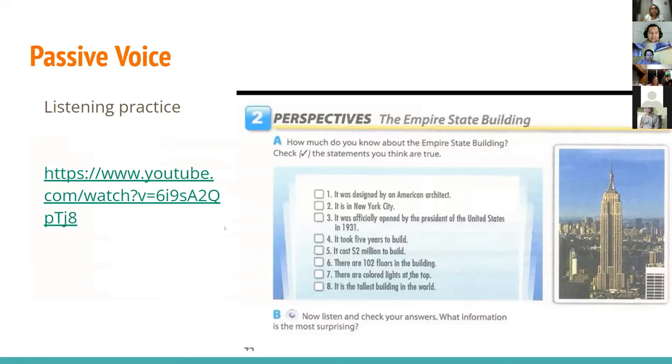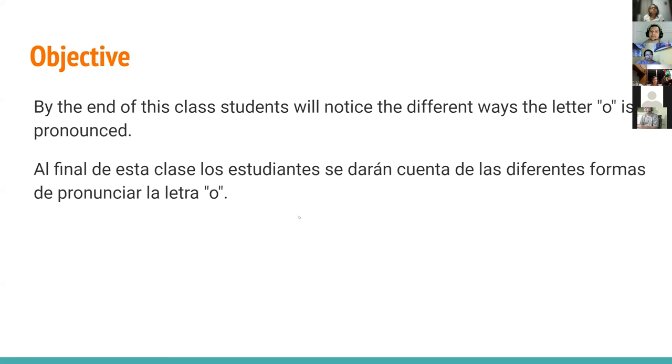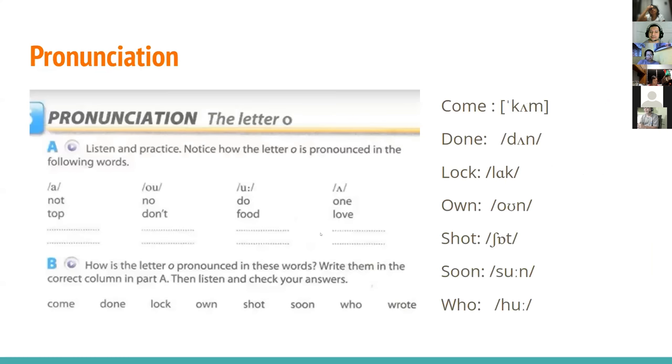This is just listening. Probably we will do it later if we have time, just to review the passive voice, because some of you were not present in the first class. Esta vamos a tratar de usarla como repaso, si nos queda tiempo. And the objective for today is, by the end of this class, students will notice the different ways the letter O is pronounced. So, esto está en la plataforma, esto va a ser rápido, solo para ver la pronunciación de la letra O.